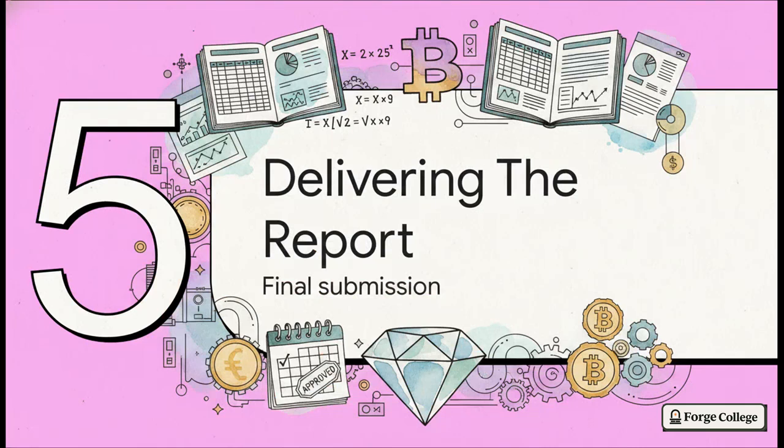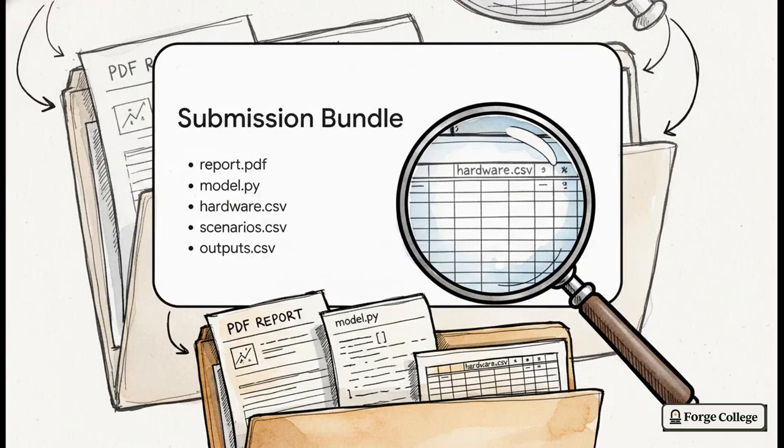And finally, Section 5, delivering the final report. Because getting the math right is only half the battle. Presenting it cleanly is the mark of a pro. Your final submission bundle isn't just a simple text document. It absolutely must include your written report PDF, along with these specific code and data files: your Python model, your hardware specs in a CSV, your scenarios, and your final outputs.